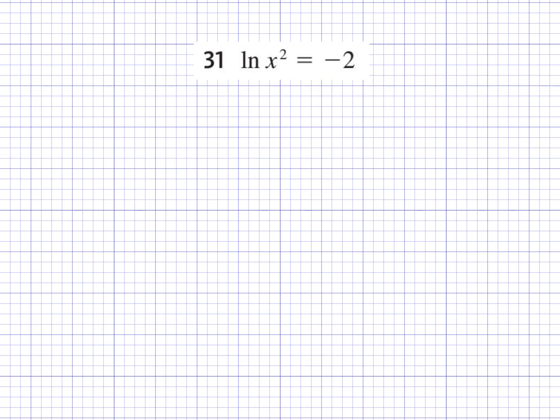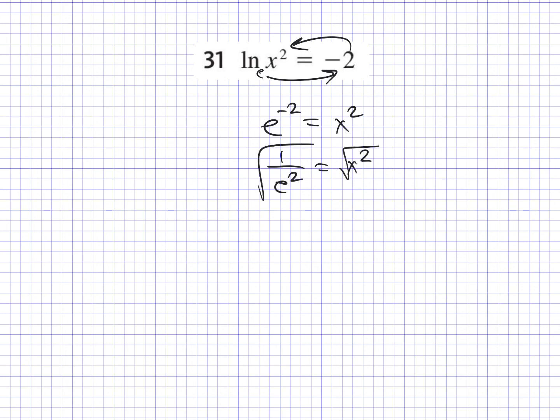And e to the -2 equals x squared. Okay. So 1 over e squared equals x squared. Take the square root on both sides. x equals plus or minus 1 over e.